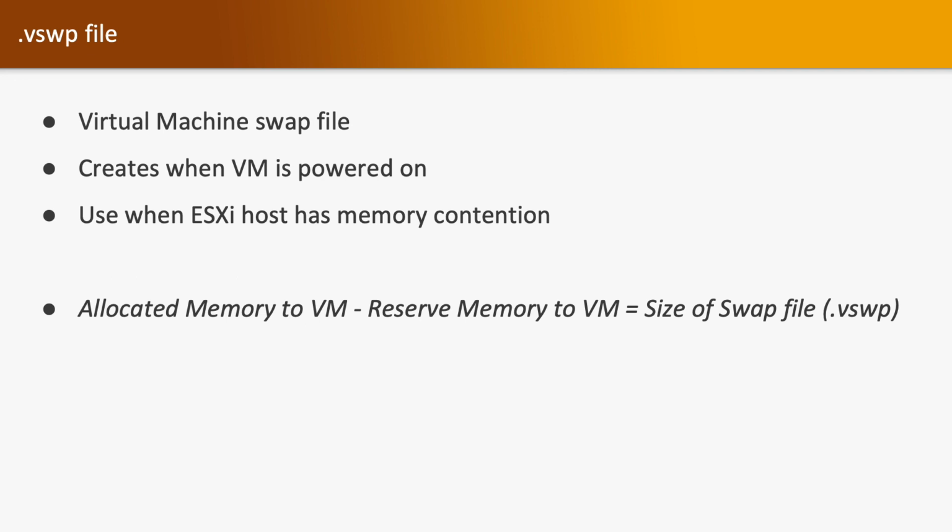It's a virtual machine swap file. It is created when you power on the virtual machine, and it is in use when there is any contention on the ESXi host. The size of this file is equal to the memory which is available to that particular virtual machine. And if there is any memory reservation on that virtual machine, then the size will be the allocated memory minus the reserved memory. That will be the size of the vswap file.